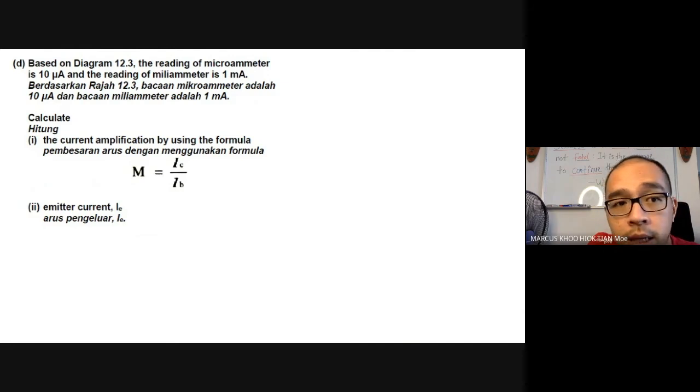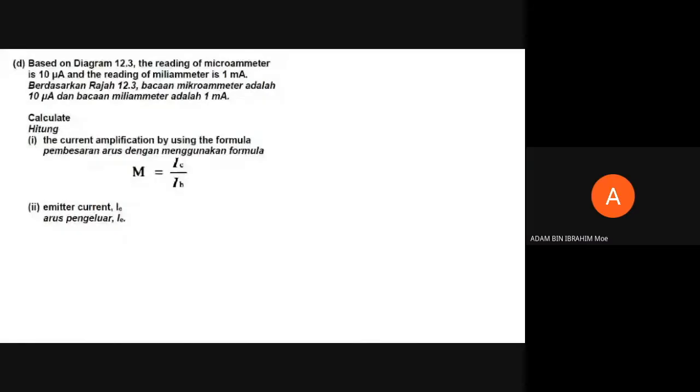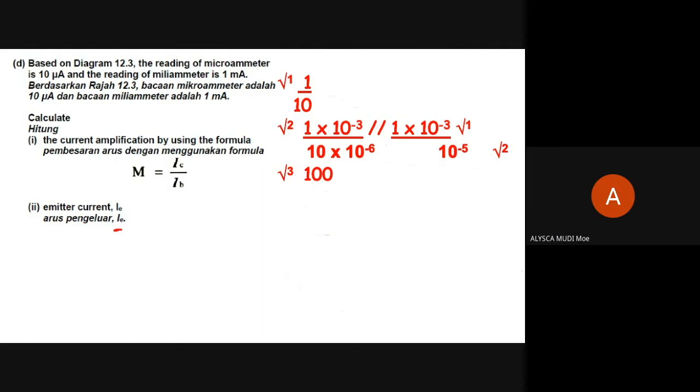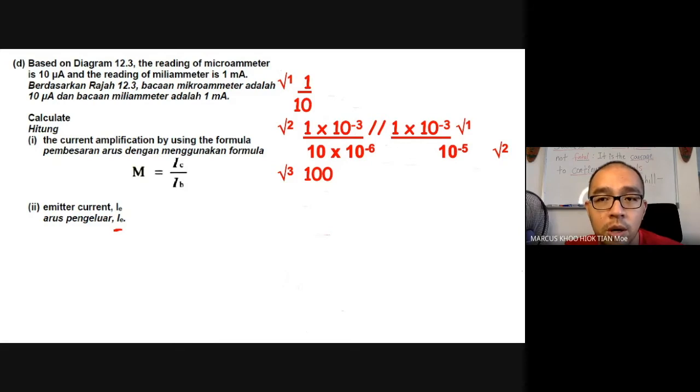Adam number 1 and Eliska number 2. Walaupun Eliska punya sangat senang, tapi dapat. Adam number 1, Eliska number 2. Is it 100? Okay, it's 100 because IC is 1 milliampere. The collector current is at the milli, and the microammeter is the base current. So 1 times 10 to the power of negative 3 divided by 10 to the power of negative 6. You get 100. Eliska? 1.01 to the power of negative 3.